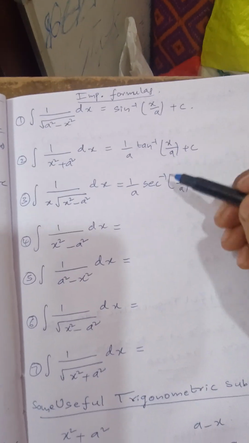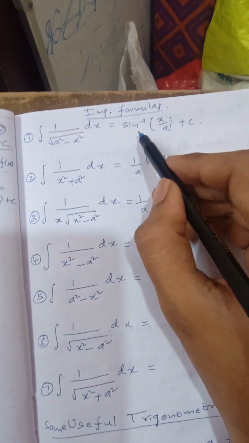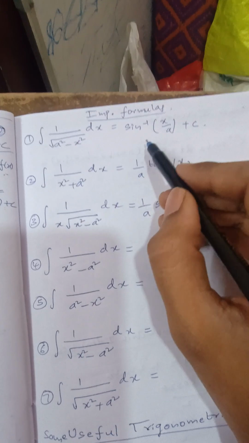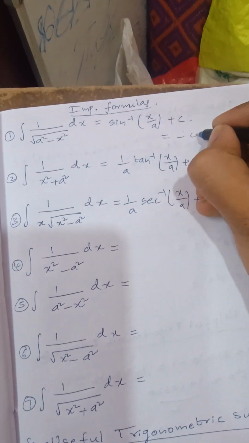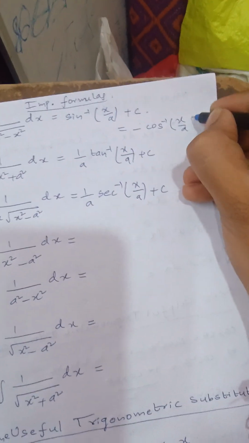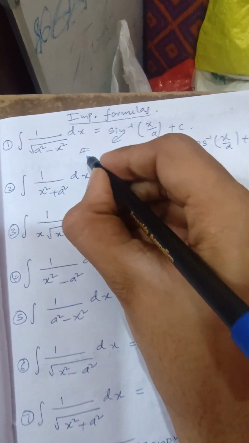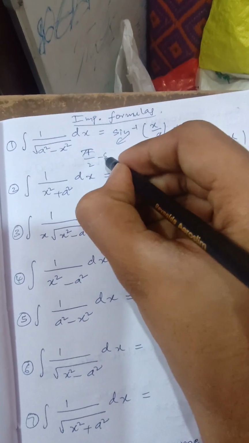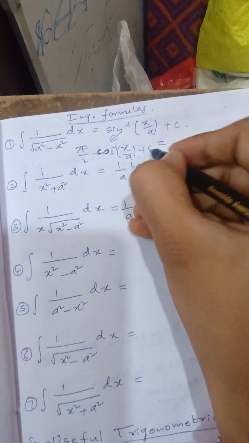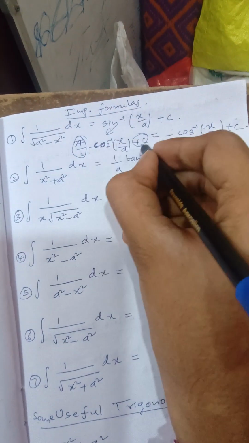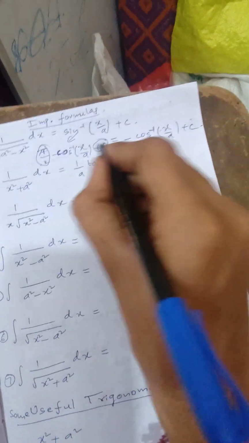Here these formulas we can convert to cos inverse also, because sin inverse x plus cos inverse x is pi by 2. So sin inverse x is nothing but pi by 2 minus cos inverse x, and pi by 2 plus c is constant anyhow. So this we can write as minus cos inverse of x by a plus c, because pi by 2 is also constant, so overall constant is c.